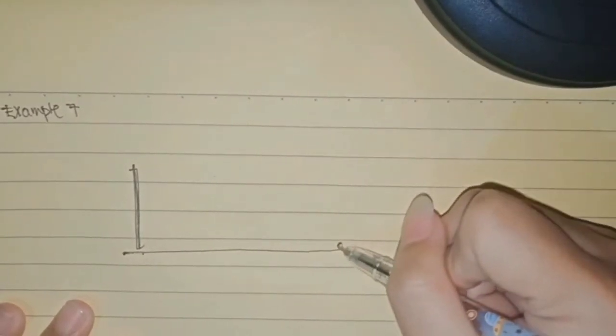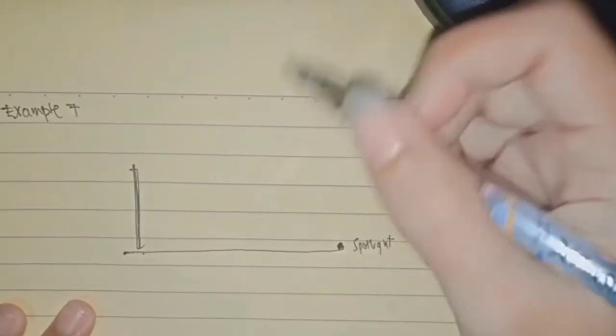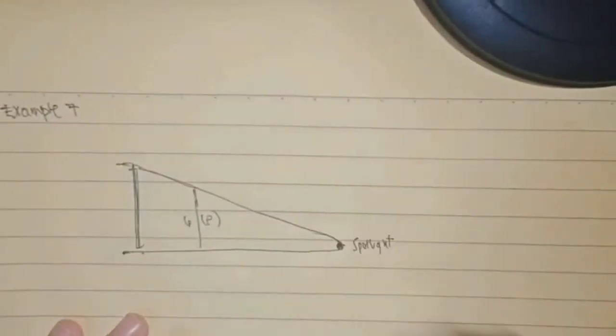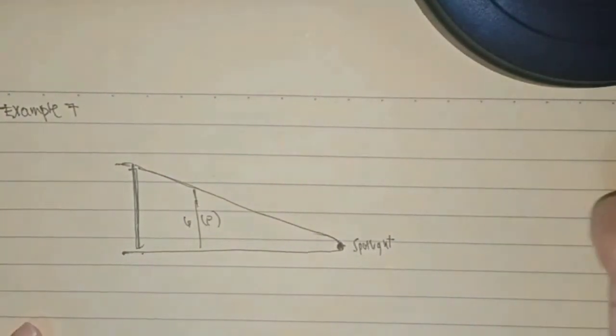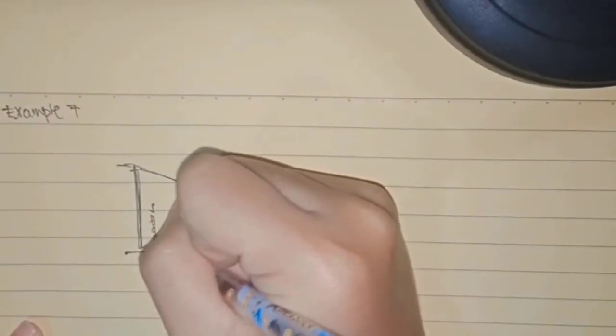Ito yung wall. And ito yung distance between the wall and the spotlight. This is the spotlight. And ito yung person. And this is the shadow behind the person.